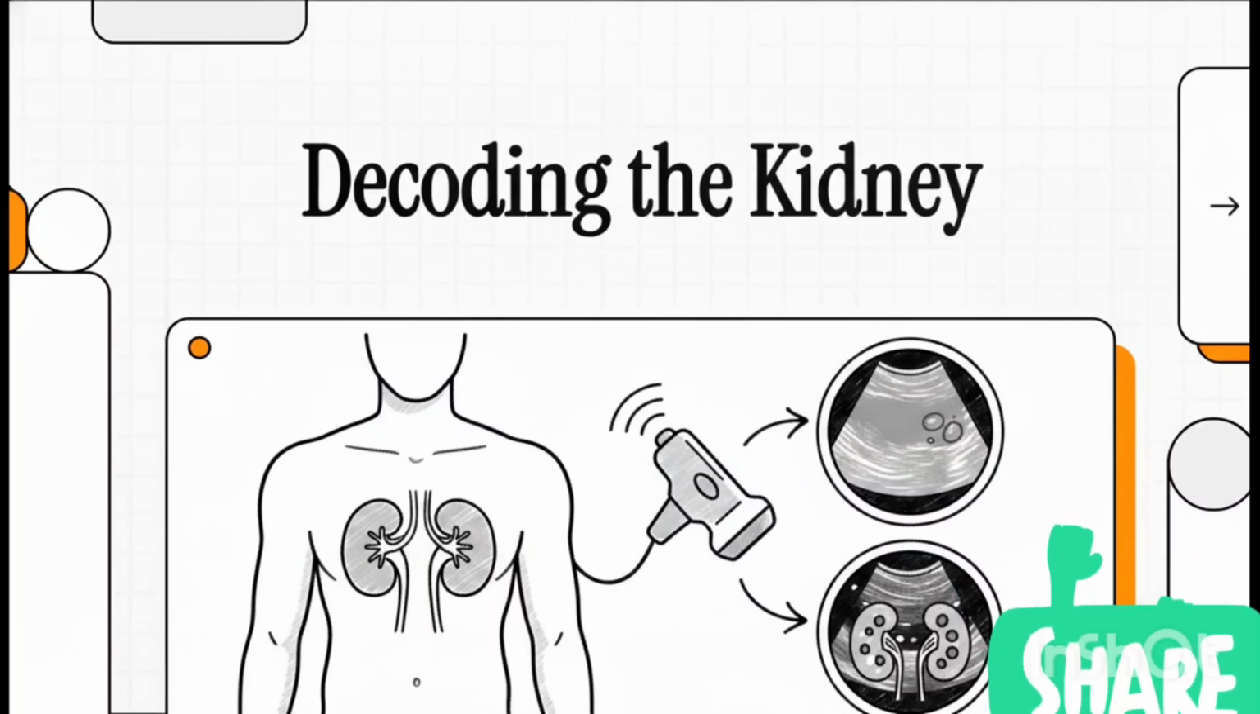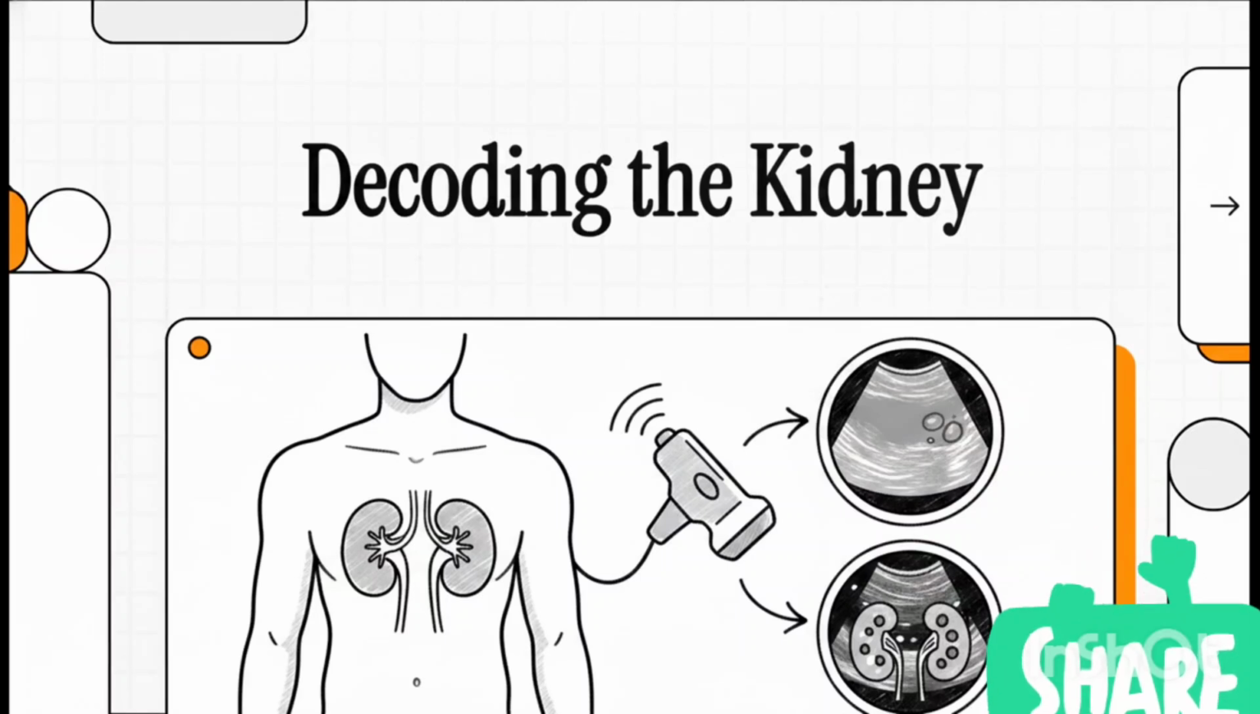Welcome to another explainer. Today, we're undertaking a really fascinating diagnostic journey. Let me ask you this. Have you ever looked at a medical ultrasound and thought it just looked like a blurry black and white static screen? Well, you're definitely not alone. But within all those shades of gray is an incredibly detailed, dynamic map of human health. Today, our goal is to demystify that black and white static, specifically for the human kidneys.